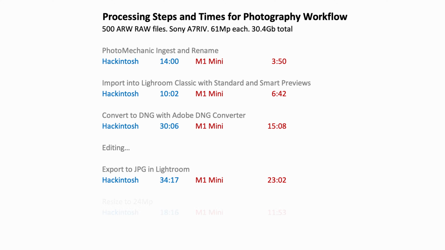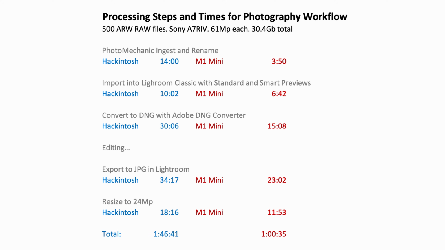And then finally, what I do is I don't typically give 61 megapixel images to my clients because they're huge and most people will never use anything like that. So I resize them to 24 megapixels using an action or a droplet in Photoshop, and it takes 18 minutes with the Hackintosh and almost 12 minutes with the Mac Mini.